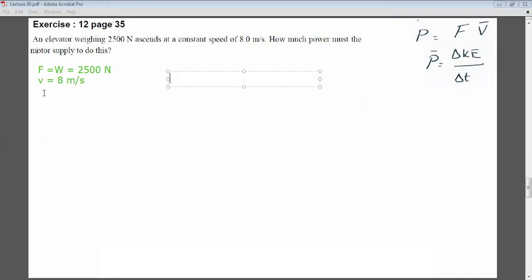So there is no change here in kinetic energy. So in order to calculate the power, I will just say it is F times V average. So power is equal to F, which is 2,500, times 8. And this is 20,000. Power is equal to 20,000 watts. Okay. Let's move forward. So this is the solution.